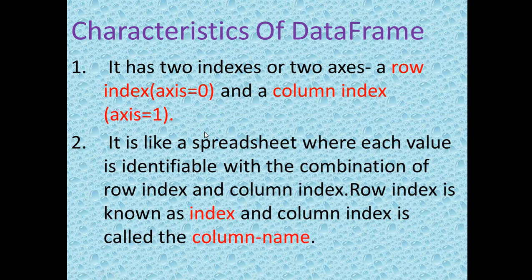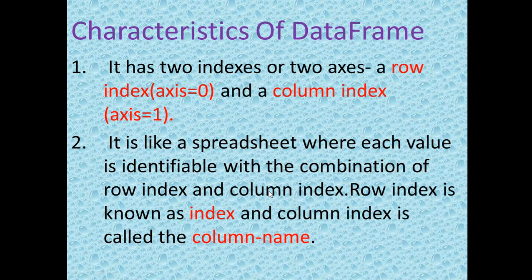The second characteristic is that it is like a spreadsheet. I have already told you about the Excel sheet or spreadsheet, where each value of the data frame is identifiable with a combination of values. If you want to extract a value, it can be extracted through the combination of row index and column index. Obviously, because it is like a 2D structure, rows as well as columns will be there.